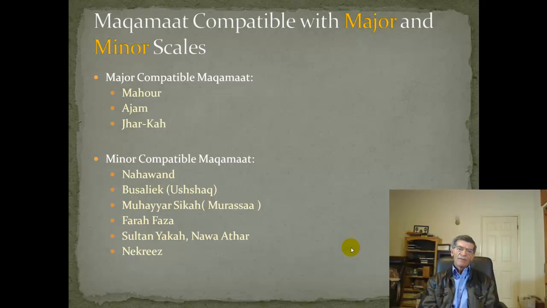Then you have the minor compatible maqamat. Again, we have maqam nahawand, maqam busalik, and at times is known as maqam ashaq, the muhayyar sika, and also known as nahawand murasa, maqam farah faza, maqam sultan yaka, nawa athar, and nakriz.